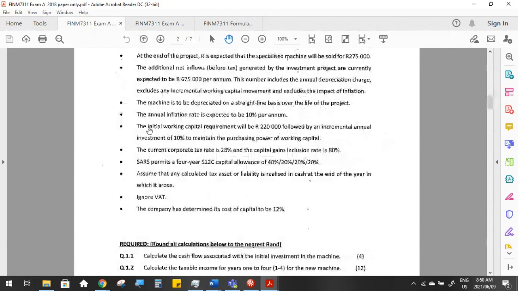Okay, it was at 10%? Initial working capital, incremental annual investment, yeah, 10%.